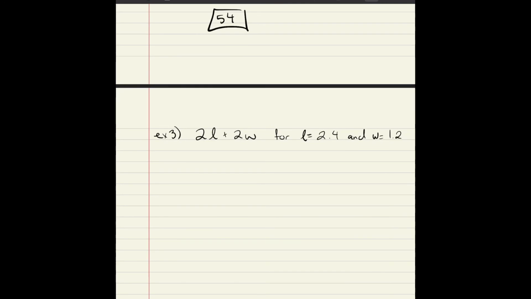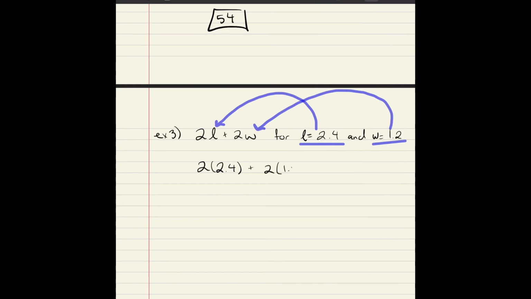All right, and here is our last example. We have 2L plus 2W, for L equals 2.4 and W equals 1.2. So I need to plug in what I'm given. So I'm given L equals 2.4, W equals 1.2. So this is going to be plugged in here. W is going to be plugged in here. So I need to rewrite my problem. 2 times 2.4 plus 2 times 1.2.